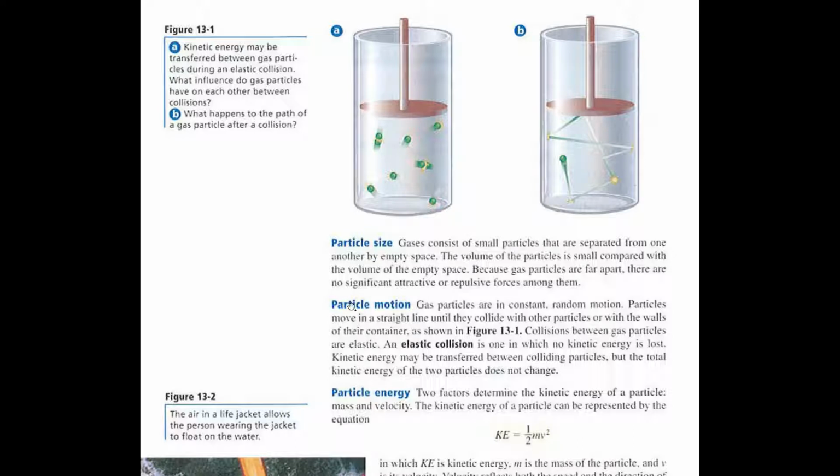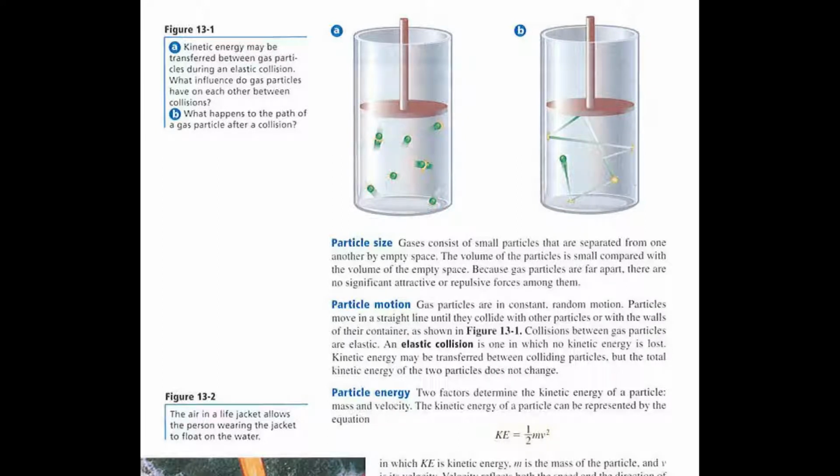Next up, we have particle motion. Gas particles are in constant random motion. Particles move in a straight line until they collide with other particles or with the walls. Collisions between gas particles are elastic, and an elastic collision is one in which no kinetic energy is lost. Kinetic energy can be transferred, but the total kinetic energy of the two particles does not change.